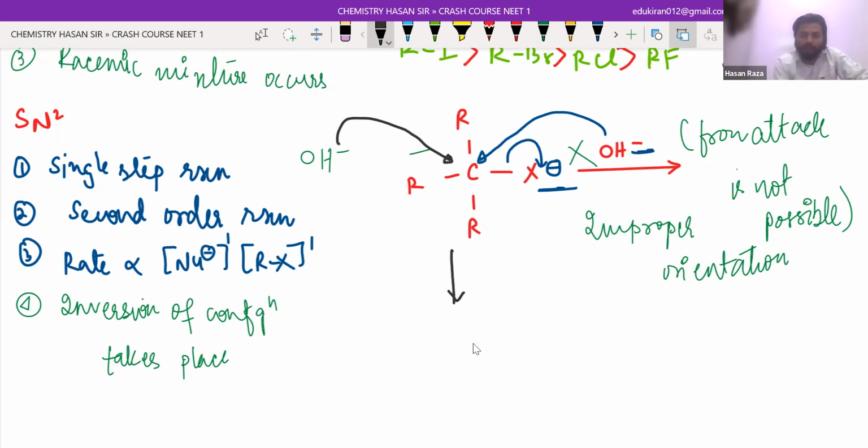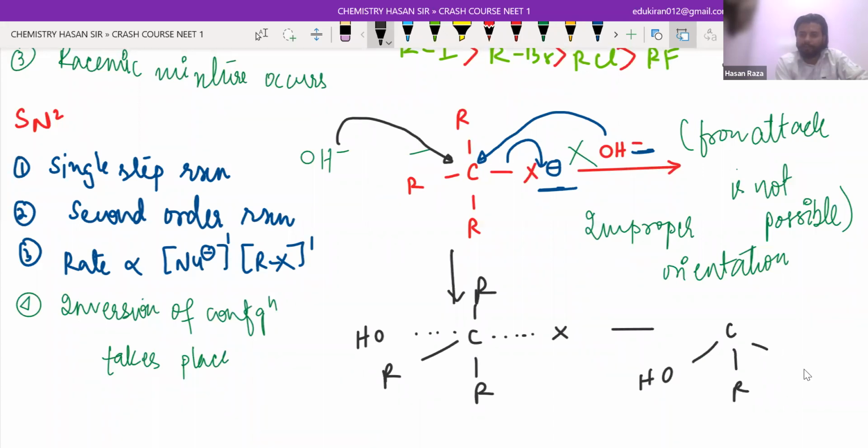So see how the reaction will take place. At the time of breaking of this bond, this bond starts forming, and then it goes and OH will come here. Now you can see OH is just opposite to the X. That's why it is inversion. So in SN2, inversion of configuration takes place. In SN1, racemization takes place, because in SN1, front attack as well as back attack both are possible. Is that clear?